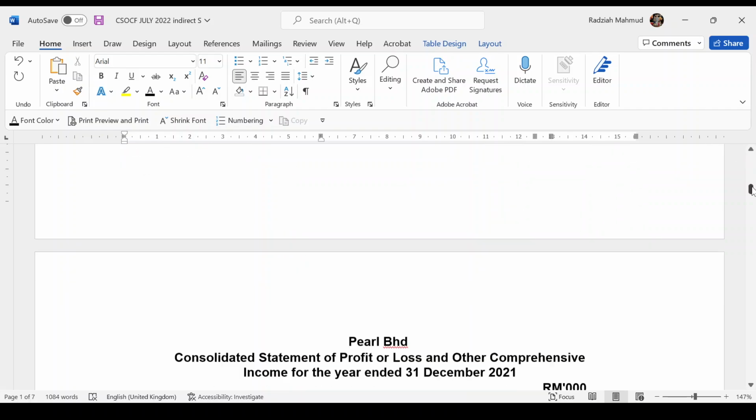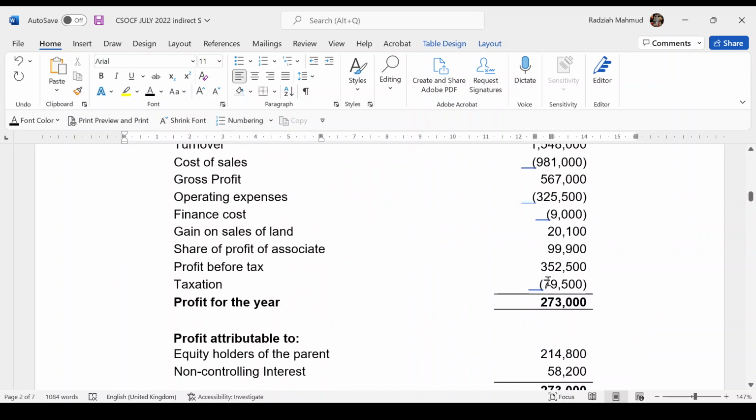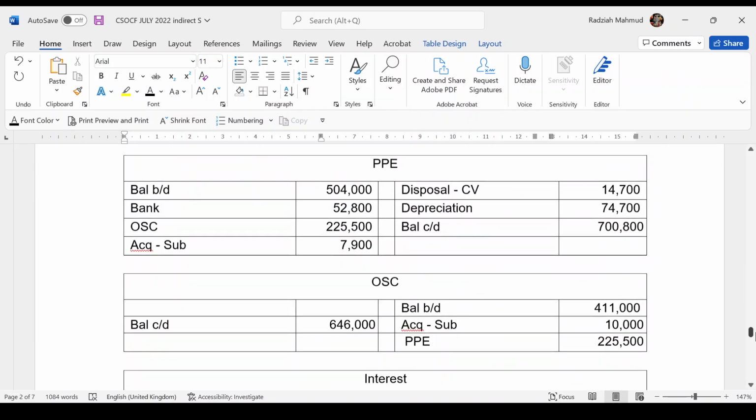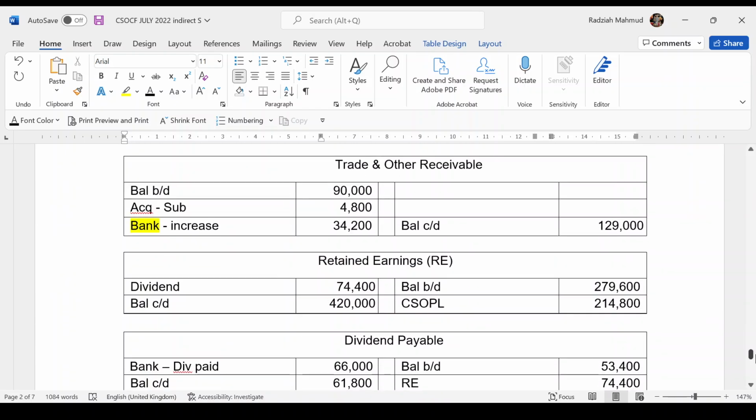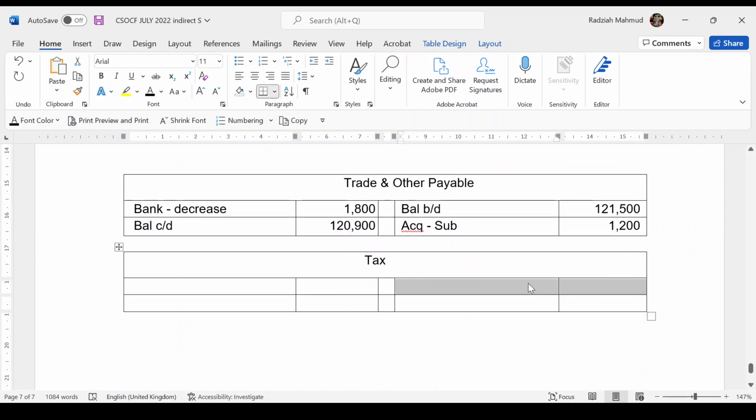And then if we look at consolidated SOPL, here we have tax. So this is the current year tax. So let's look at the tax account. This is the balance BD. Balance BD here should include deferred tax, I short form DT, plus tax payable, if any.